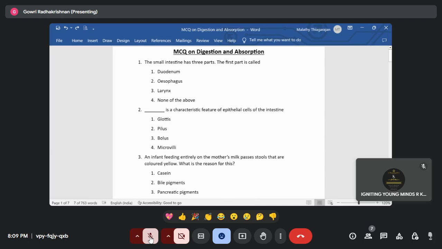So let's start with the first question. The small intestine has three parts. Can you tell me the first part?